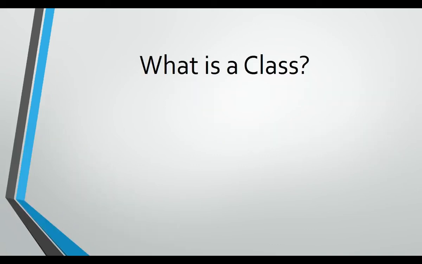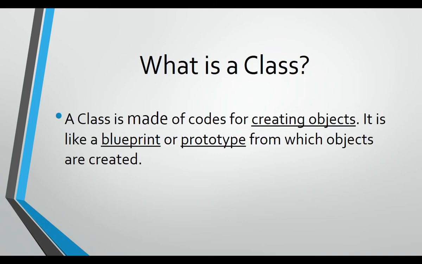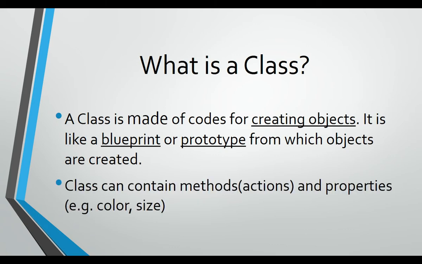What is a class? A class is nothing but codes for creating objects. It is like a blueprint or prototype from which objects are created. Just imagine a class is like a factory that produces different products. In object-oriented programming, these products can be referred to as objects, and the factory that produces products can be referred to as the class. Class can contain methods to perform actions and properties like color and size.